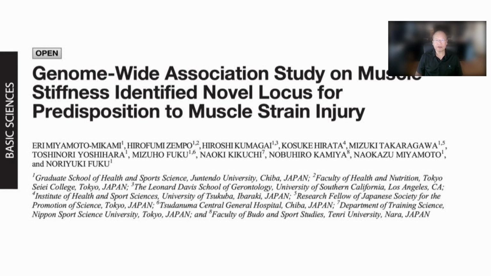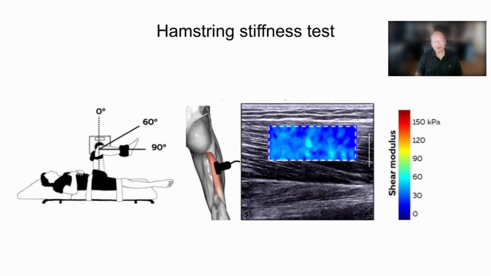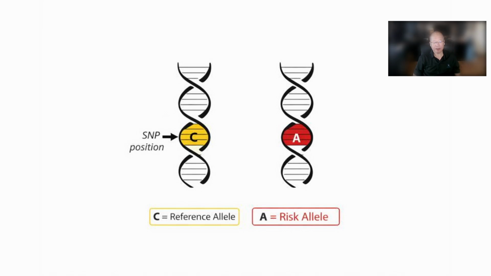They found genetic differences for people with stiff hamstrings. The way they did it is they measured the hamstring stiffness in a large number of athletes using an ultrasound shear wave elastography scanner, and then looked for genetic differences between people with stiff hamstrings and people without. The paper found two polymorphisms associated with hamstring stiffness.